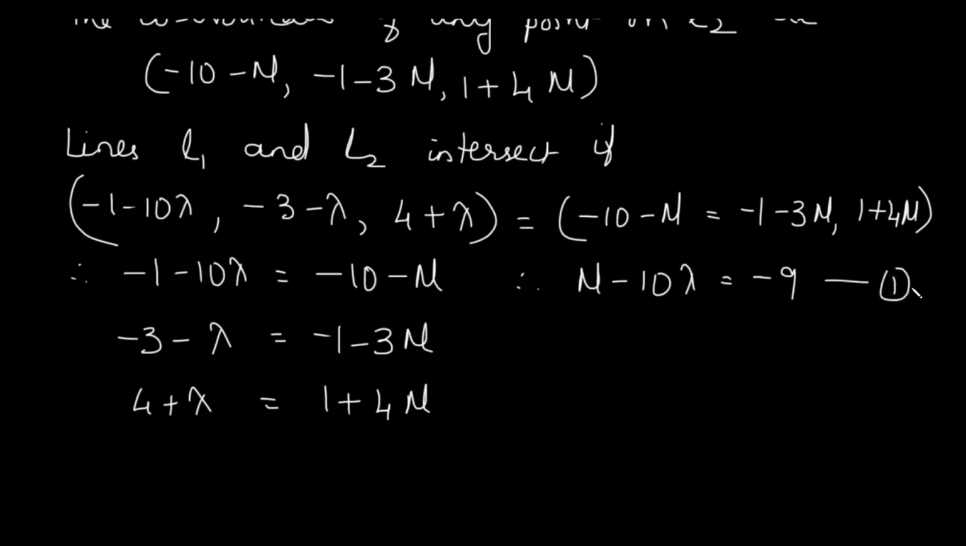This is our first equation. And in the second equation, we will get 3 mu minus lambda is equal to minus 1 plus 3, that is 2. Isn't it? So this becomes the second case. Now let us solve these two equations and first find the values for lambda and mu in this case.